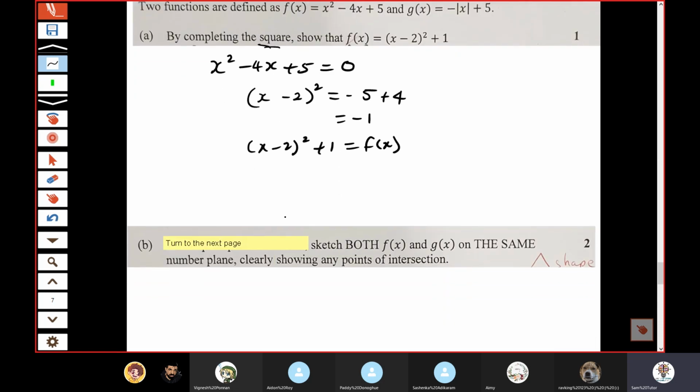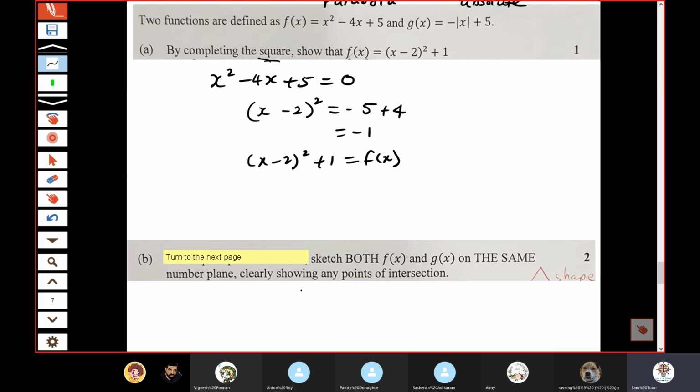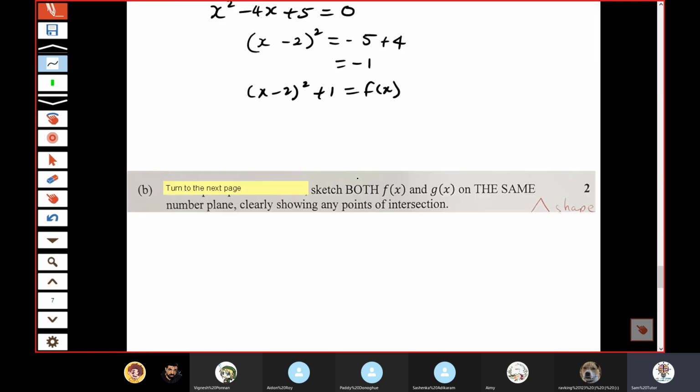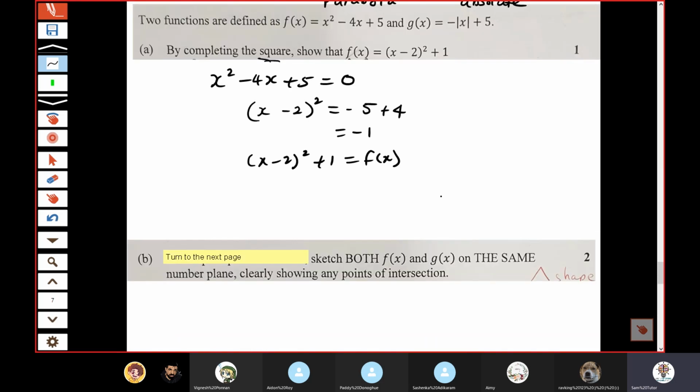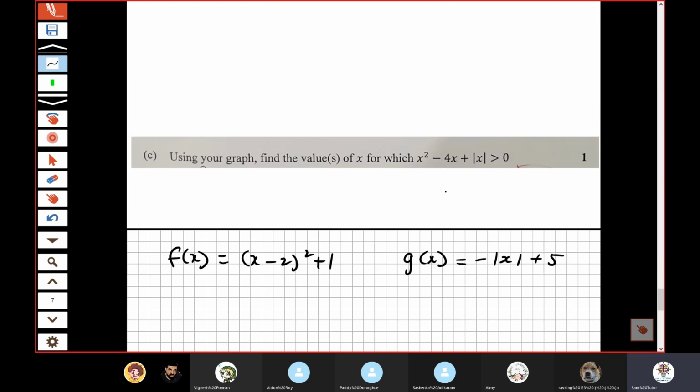Okay, turn to the next page, sketch both f of x and g of x on the same number plane, clearly showing any points of intersections. So we've got x minus 2 squared plus 1, and go here, f of x equals x minus 2 squared plus 1, and g of x equals negative absolute value of x plus 5, was it? Yep, all right.